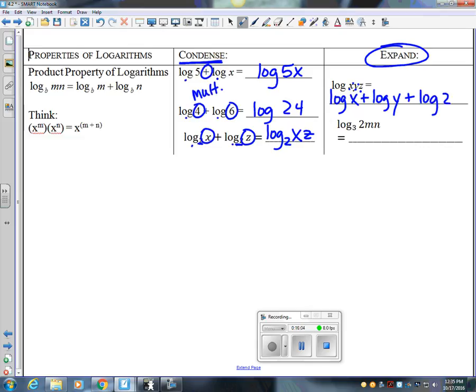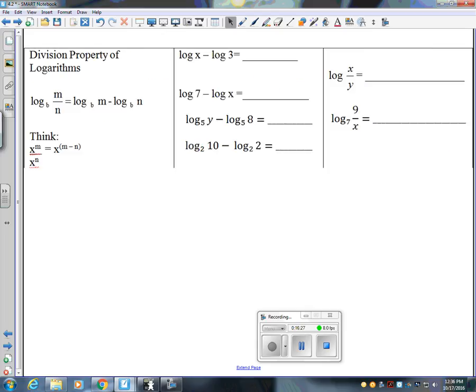All right, for this one, we're going to turn it into 3 logs because there's 3 things. So log base 3 of 2. Multiplication turns into addition. Log base 3 again, the bottom base never changes, of m plus log base 3 of n. All right, feel free to go back and rewind that if you need me to say it again. Should be a review from last year.